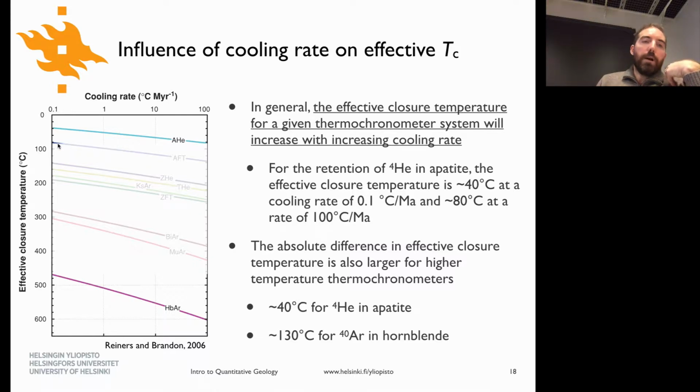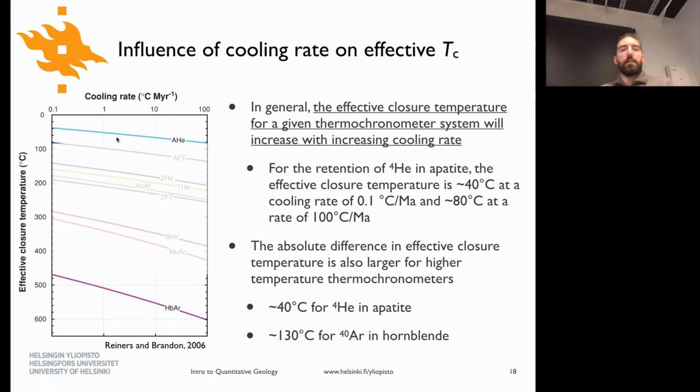And then this is a plot of the effective closure temperature for a bunch of different mineral thermochronometers. Don't worry too much about what all these different letters mean. Some of them are referring to apatite as the host mineral with, for instance, helium as the daughter isotope. So that's the top one, AHE, is apatite with helium. Then the bottom one down here is hornblende with argon as the daughter isotope.